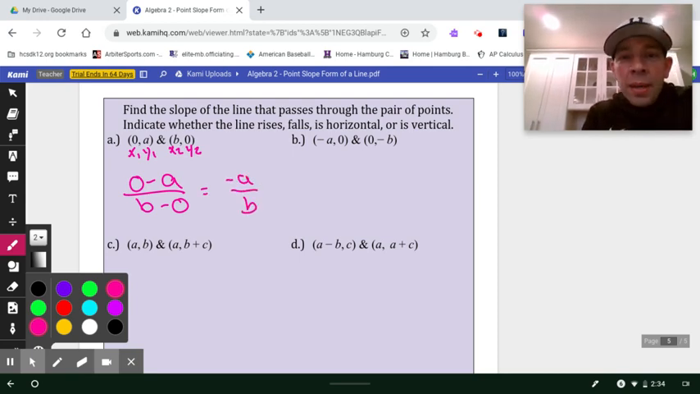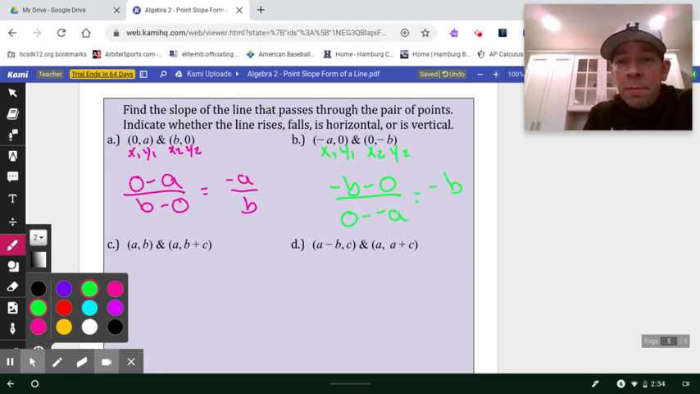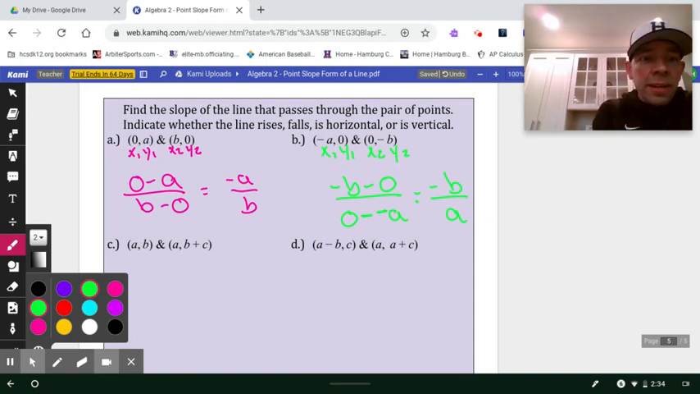Let's see here. Let's call this x1, y1, x2, y2 if you want. So we could say -b minus 0 all over 0 minus -a. Watch that sign right there. So we're going to get -b over positive a. And so make sure we've got a negative right there. Let's see. Okay, what's the next one looking like?